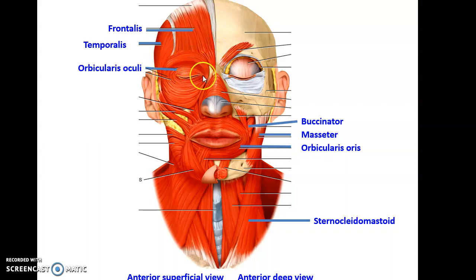We have orbicularis oculi around the eyes. We have orbicularis oris around the mouth. We have masseter on the lateral sides attaching to the mandible. We have buccinator connecting to the corner of the mouth. And then on the lateral sides of the neck, we have sternocleidomastoid muscle.